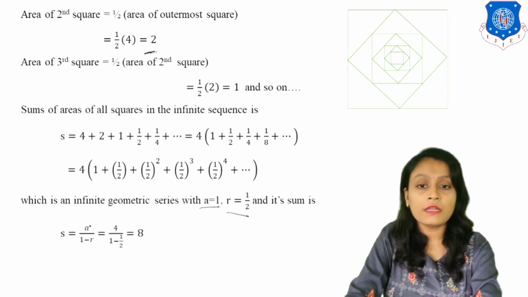So its sum is what? A upon 1 minus R. Here we have to multiply it by 4. So 4 is taken already. Right. A is here 1. So 4 into 1 upon 1 minus R. R is 1 by 2. Simplify this, so you will get answer as 8.